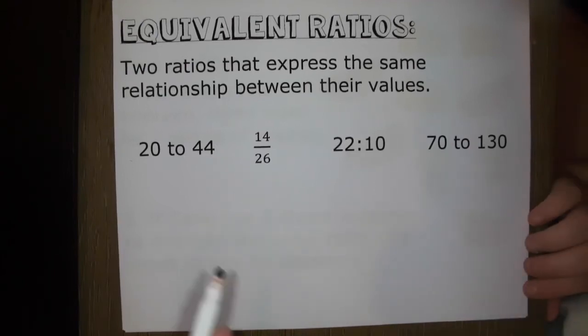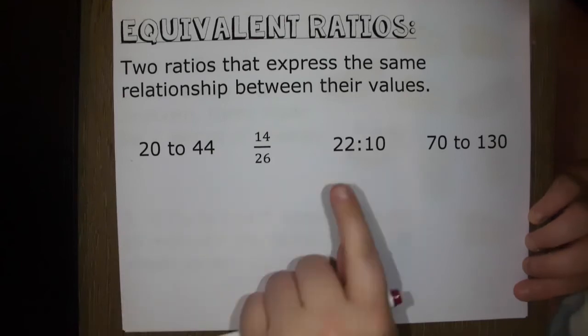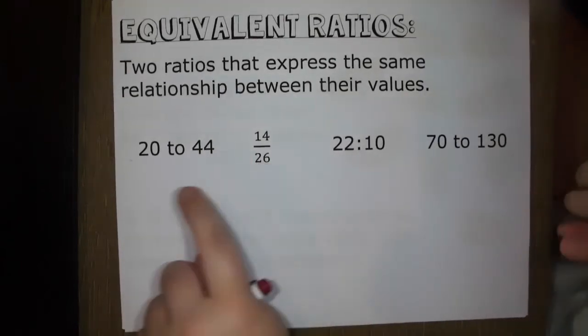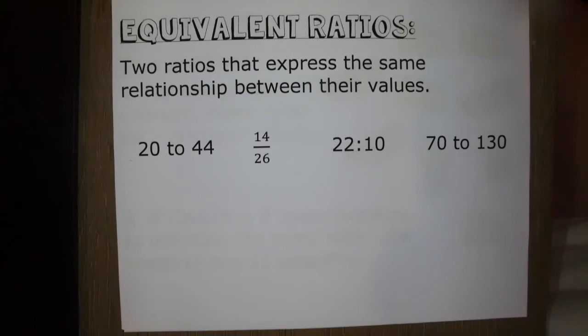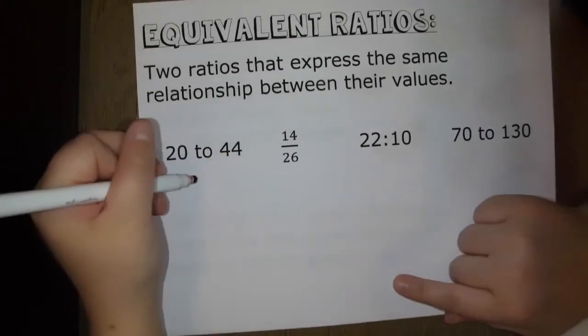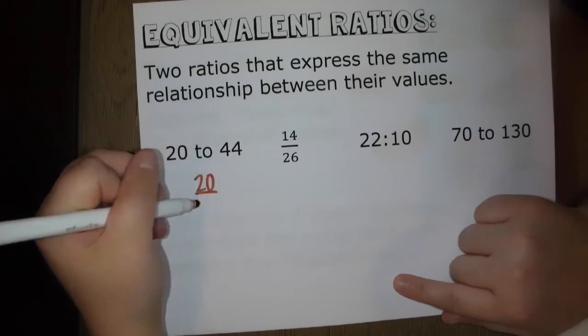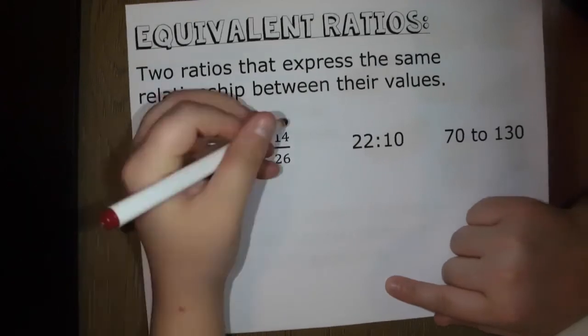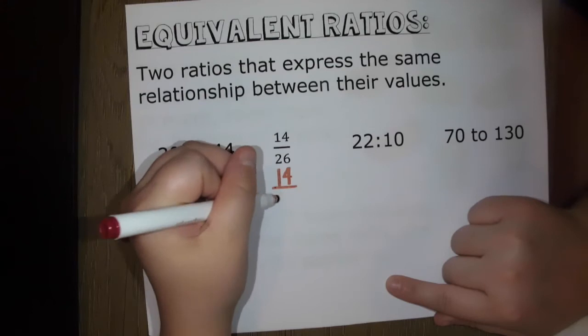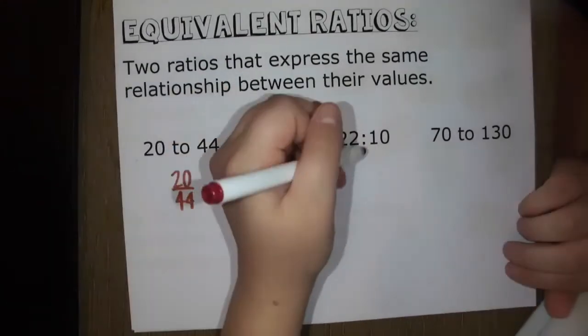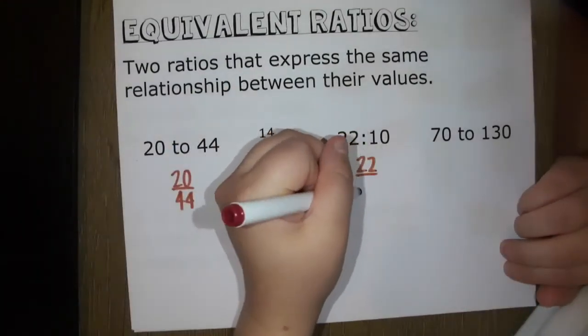Now, as you can see, some of these are in different forms. We have the colons, we have the fractions, and then we have our verbal ratios. So one of the things that I think is easiest is to get them all looking the same first. So I'm going to keep the order the same, but I'm just going to put them all in fraction form. Because ultimately, I'm going to simplify my ratios to find out which ones are equivalent.